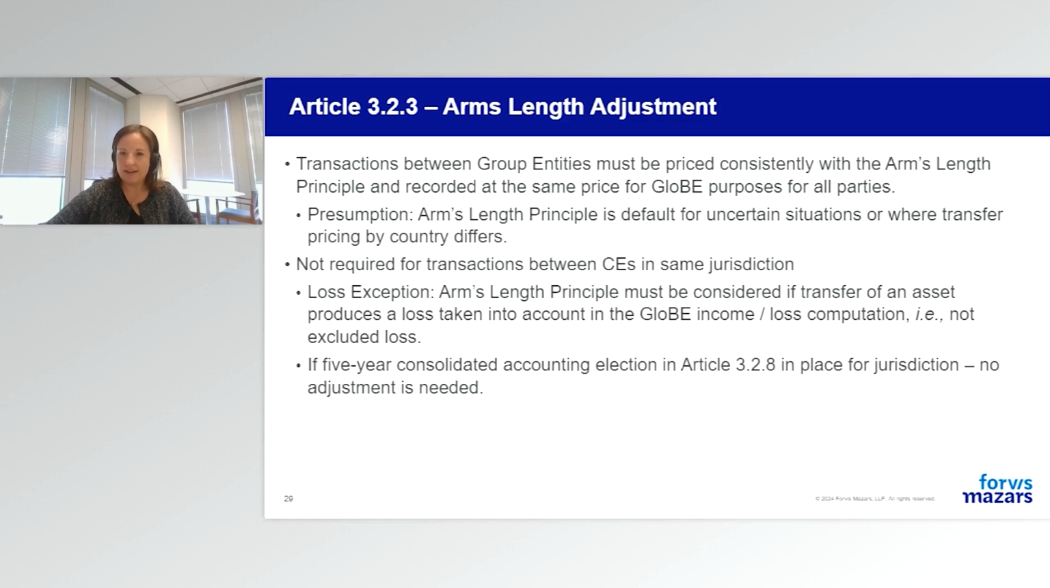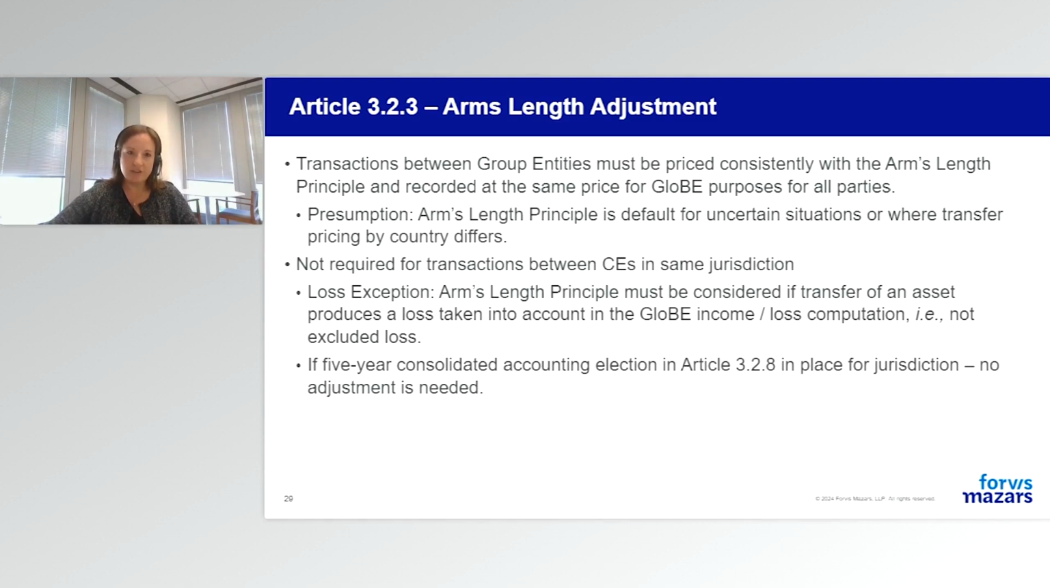All right. Next, we have an adjustment that's provided under Article 3.2.3 for arm's length adjustments, which may be necessary. So transactions between group entities should be priced in accordance with the arm's length principle, meaning the pricing should be consistent with what would be charged in a third party situation.